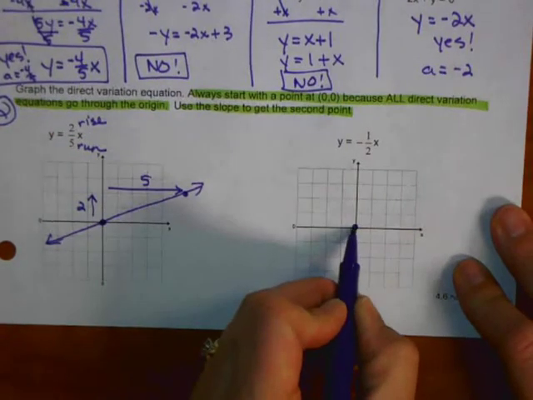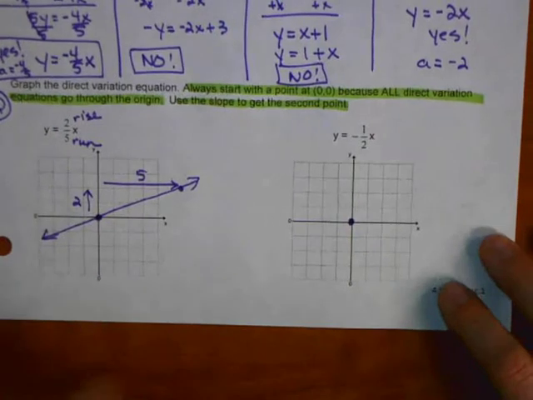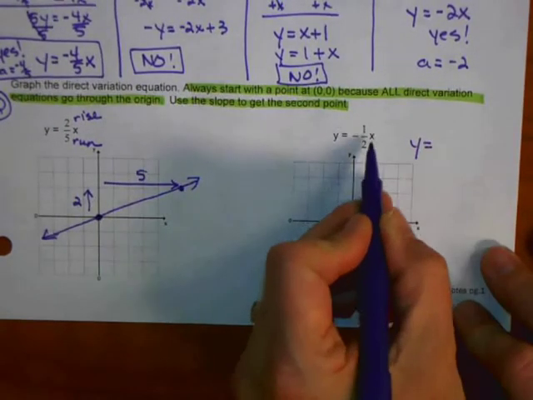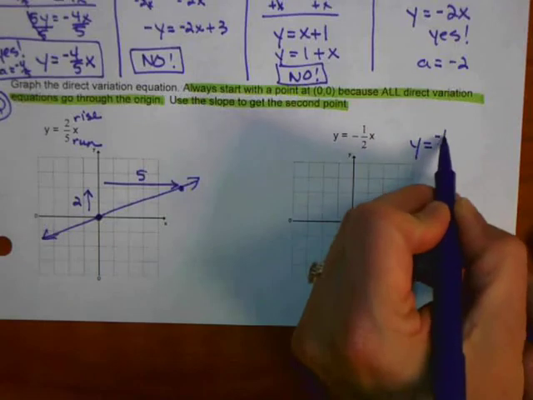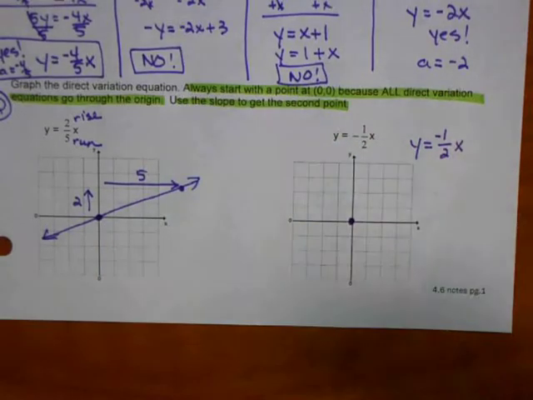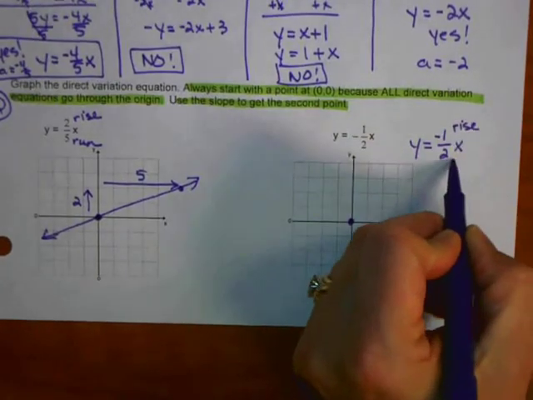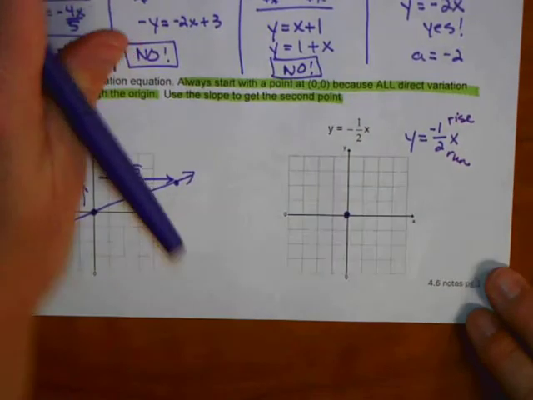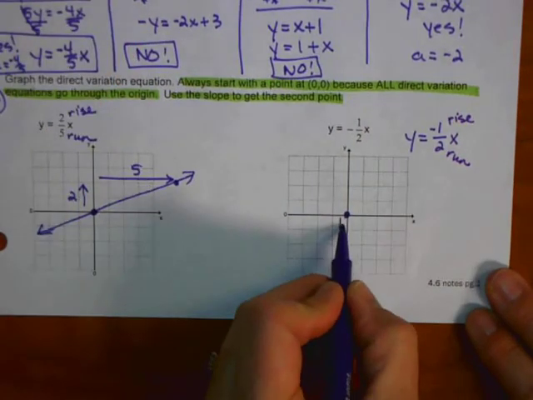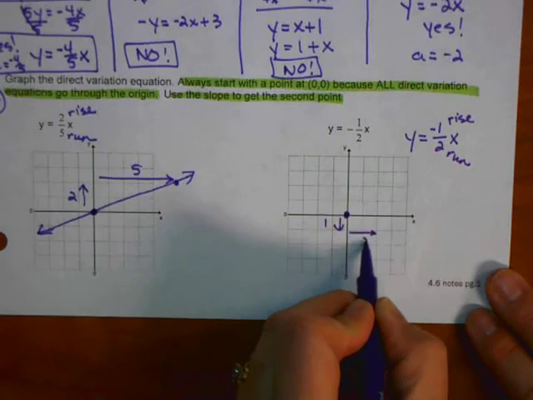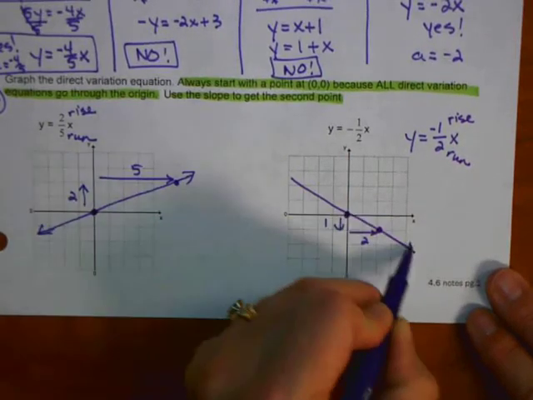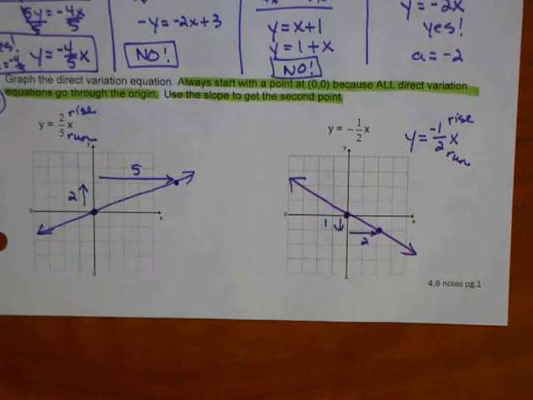This one here, you start at the origin. That's a point on that line. I'm going to rewrite this, and I'm just going to assign the negative to the 1. You can give it to either the 1 or the 2. It doesn't matter. So now my rise is negative 1, and my run is positive 2. So I'm going to go down 1 and over 2, and here's my other point. Nice negative, right? Cool?